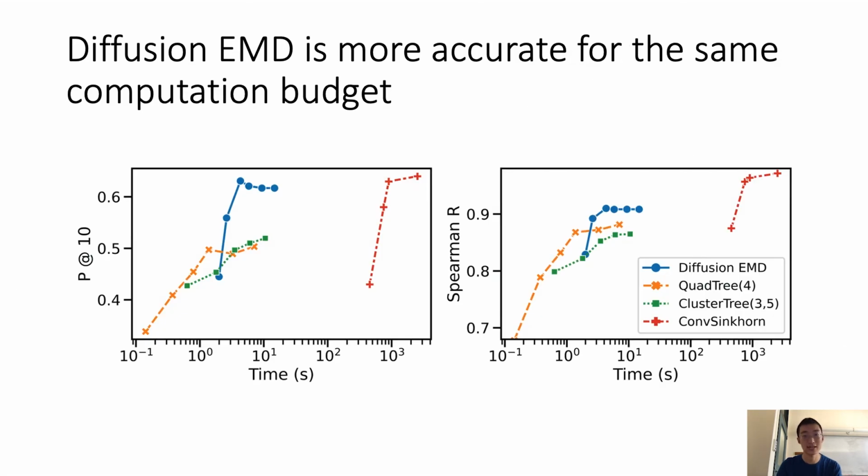We also show that the diffusion Earth Mover's distance is more accurate for a similar computational budget as compared to these tree methods, and orders of magnitude faster than even a fast synchronous implementation for nearest neighbors over 1,000 distributions. This is due to embedding these distributions into vectors and exploiting their geometry.